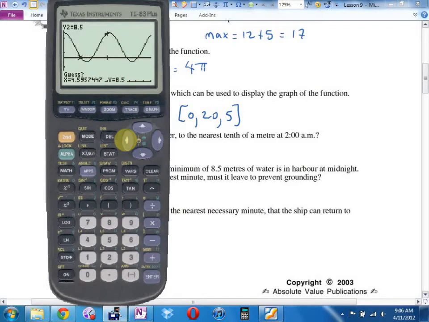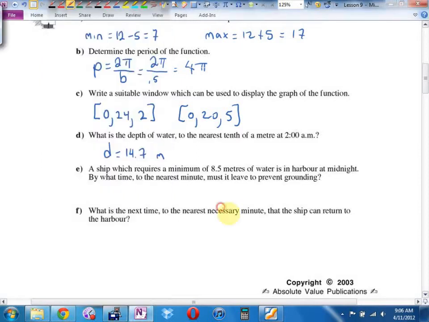Okay. And enter to get a, it'll use that guess to approximate the root. 4.69. I'll go 4.69 hours. Oh, still got a problem. This question didn't ask for the answer in hours. It said to the nearest what? Minute. Okay, so 0.69 hours is how many minutes?